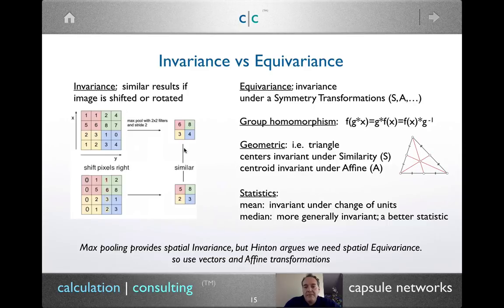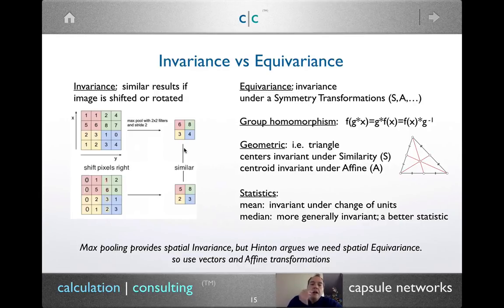If you study geometry and you're looking at a triangle, the centers of a triangle are invariant under similarity transforms, and the centroid is invariant under an affine transformation. The statistical argument for this is actually a little more interesting. The mean of a system is invariant to the number and the change of units. How much money do you have? You have dollars, you have Bitcoin. As long as you compute the mean fast enough, the mean doesn't change. The median actually is generally a better statistic because it's more invariant under different kinds of transformations. It's invariant under all monotonic transformations.